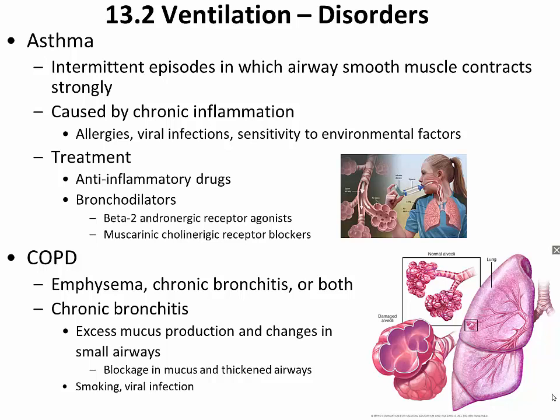Secondly, we talk about COPD, chronic obstructive pulmonary disease. COPD is typically emphysema, chronic bronchitis, or both. Chronic bronchitis is defined as an excessive production of mucus as a result of inflammation in the bronchi of the lungs. And so you eventually have these thickened airways and difficulty breathing because of the mucus plugs that form in these airways.